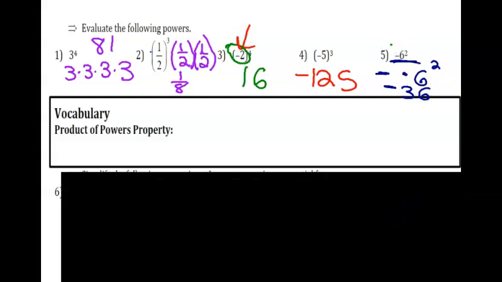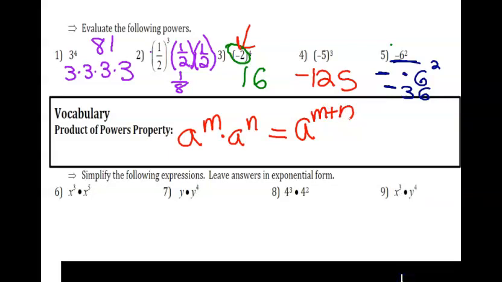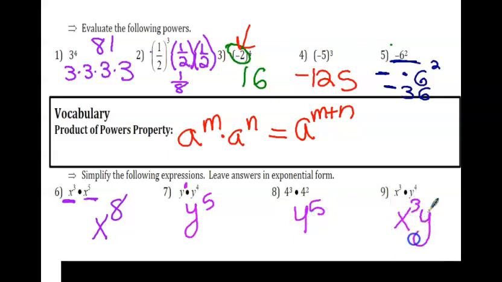Okay, let's talk about the first property, the product of powers property, the first rule. Product of powers would be a^m times a^n. So how many of the base do I have? What this means is that I'm adding the exponents. I'm seeing how many of that base I have. Let's look at number 6 as an example. I have 3 x's and I have 5 x's, so I have x to the 8. Again, adding the exponents. Now for number 7, there's an imaginary little 1 there. So this would be y to the 5th, x to the 3rd and y to the 4th.